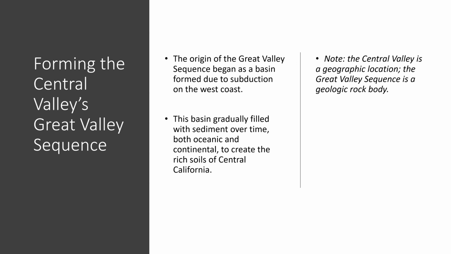The origin of the Great Valley Sequence began as a basin formed due to subduction on the west coast. We talked about that forearc basin that is between the accretionary wedge and where we saw magmatic intrusion into the continental crust. The basin gradually filled with sediment over time, both oceanic and continental, to create the rich soils of California. So the Central Valley is a geographic location. The Great Valley Sequence is a geologic body of rock.